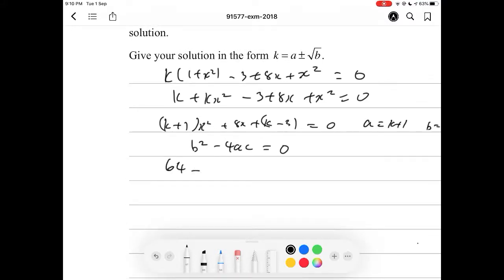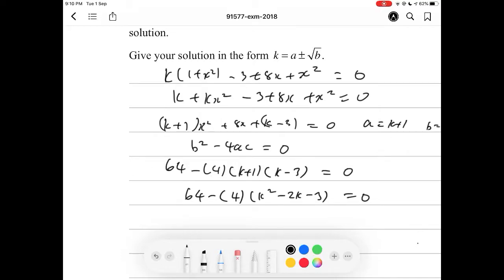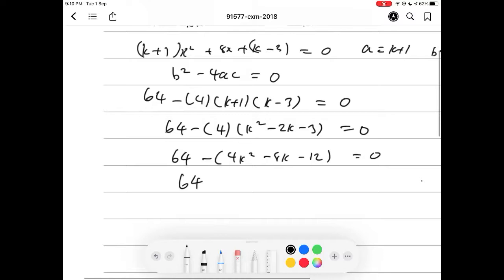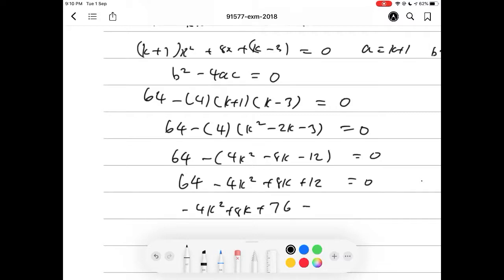So therefore, 64 minus 4 times a, which is k plus 1, times c, which is k minus 3, equals 0. So 64 minus 4 times (k squared minus 2k minus 3) equals 0. 64 minus 4k squared plus 8k plus 12 equals 0. Negative 4k squared plus 8k plus 76 equals 0.